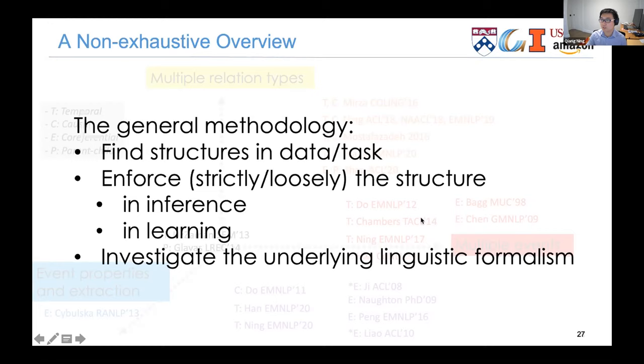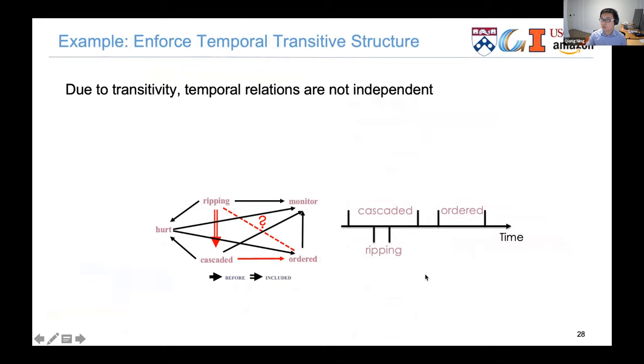Okay, so here's one example of how we enforce these structural constraints in practice. This is a temporal relation extraction problem. And we see, due to transitivity, temporal relationships are not independent. Assume that we are looking at "ripping," "cascaded," and "ordered." Then because "ripping" is inside "cascaded," and "cascaded" is before "ordered," the relation between "ripping" and "ordered" must be before.